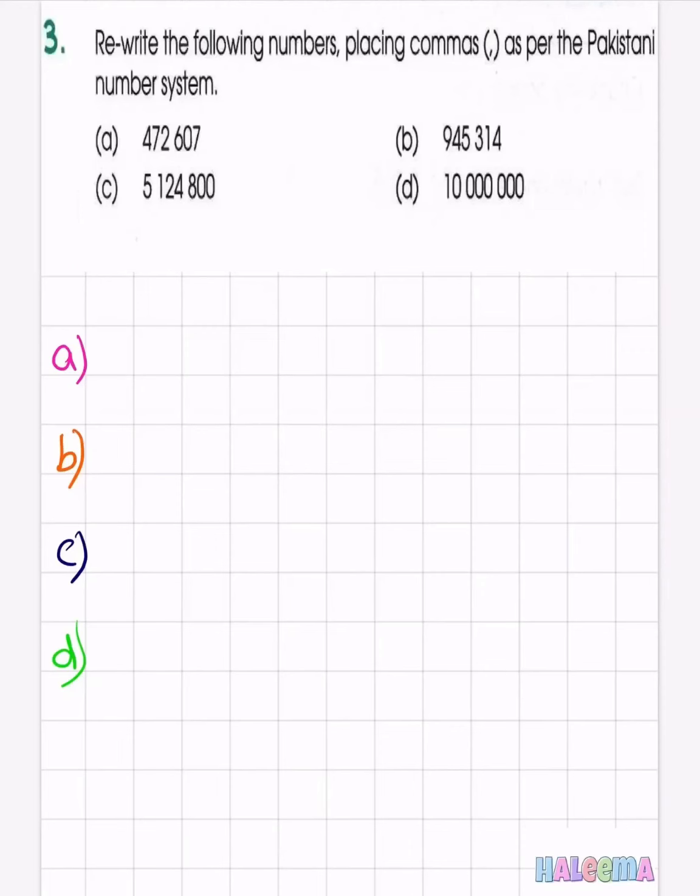Let's do it together. 472,000, comma, 607. Now let's do part B. It is 945,000, comma, 314. Remember the place value chart. Only if you remember the place value chart, you can do this.